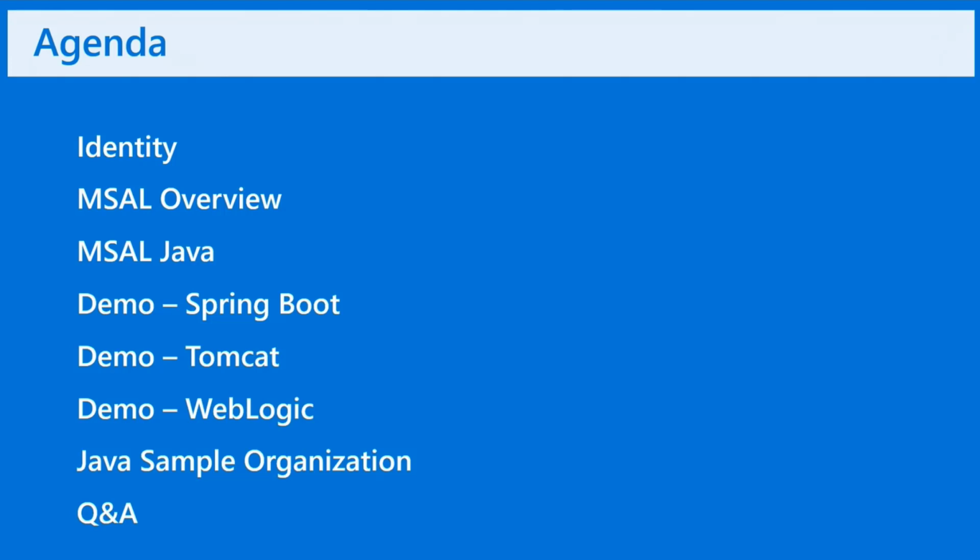So here's the agenda for today. We're going to start with what is identity, dive into authentication and authorization, and then I'm going to give you an overview of the Microsoft Authentication Libraries, MSAL. Then we're going to shift our focus to MSAL Java specifically. After that, I'm going to demo 3 of the samples we have online and ready for you. And lastly, I'm going to show you our new and improved Java sample organization, and to also show you the wealth of our samples. After that, we'll have a question and answer session for you all.